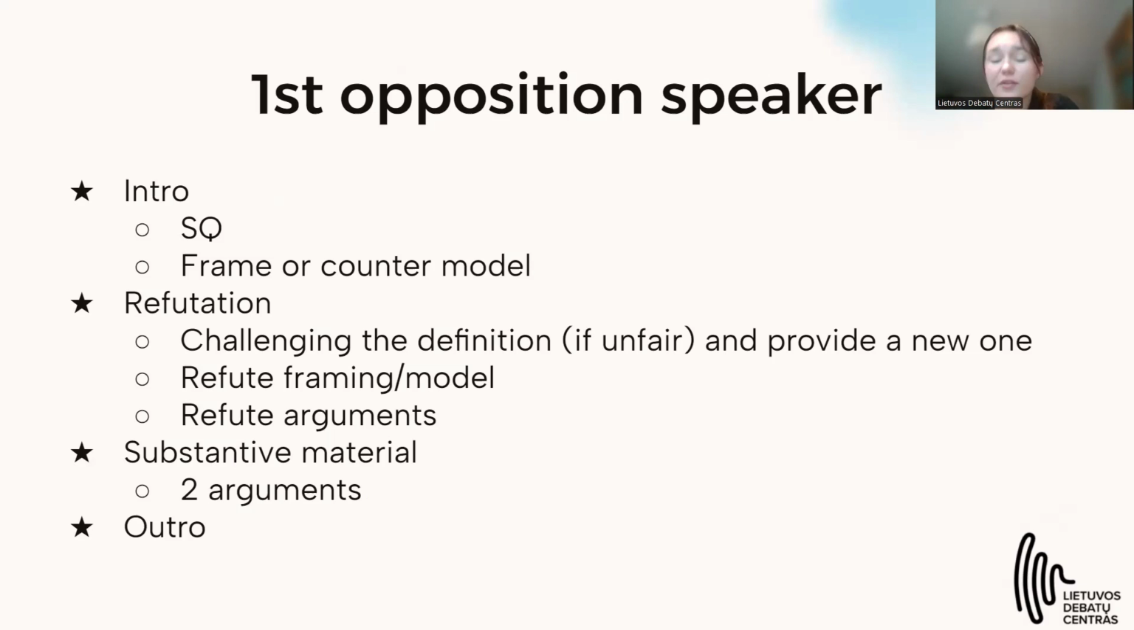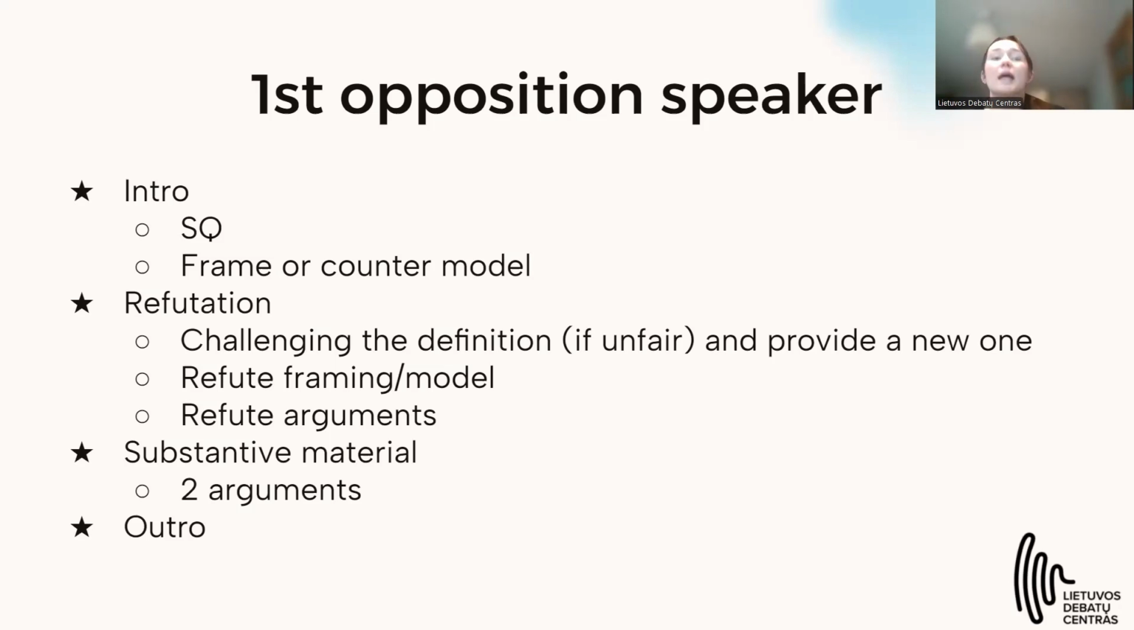Then you're going to move on to refutation, which is an essential part of every debate. What does this look like? It is simply challenging the definition if it is unfair, right? If you think that what first proposition brought, like the definition or the framing, you simply cannot debate on these terms, right? Because you think that the world doesn't look like that. You can challenge the definition and simply provide a new one. But you can also refute the whole model that they brought. You can simply prove to the judge that the world doesn't work like that, and proposition is never going to achieve that.